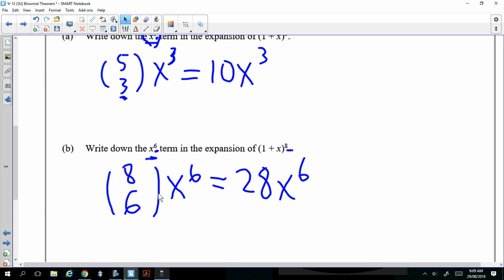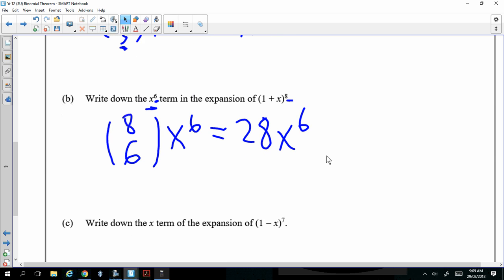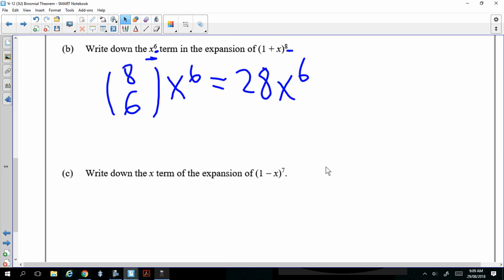Alright, so now we've done some of these. Let's do a harder one. Slightly harder, you have a negative. Well, that's pretty easy because all you have to do is write 7C1, but you write negative x instead of x, because it's negative x to the power of 1. So now you know 7C1, you don't have to use the calculator. 7C1 is just 7. So it's negative 7x. So you can work it out very quickly.